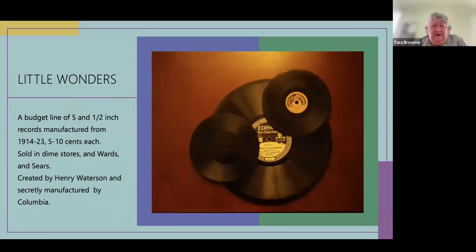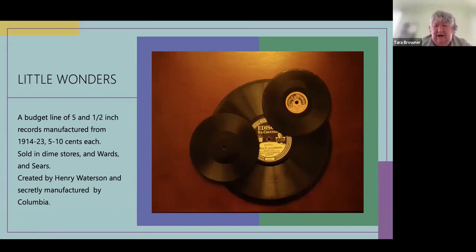Okay, and then another kind of record that I was just alerted to maybe last week, somebody in the Phonograph Society sent me a private message, are these kinds of records called Little Wonders. They're 5.5 inches, and they're 5 to 10 cents each. Now stop and think about that. 5 cents or $5 for Caruso. It's got something very different going on here. And these were sold in dime stores, dollar stores, those kinds of places.